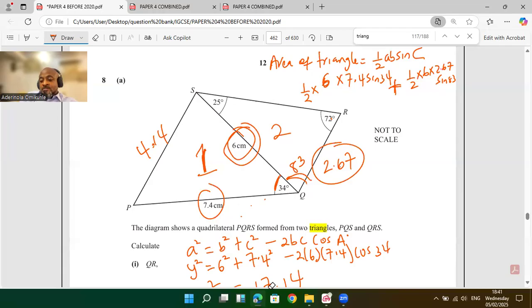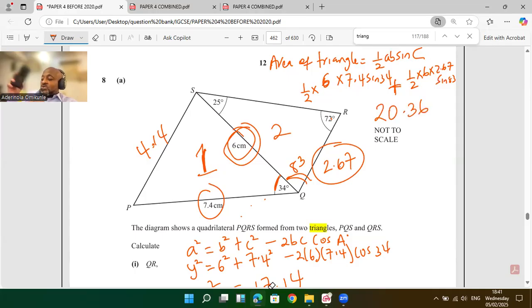And then that will be added to the next thing, which is 0.5 times 6 times 2.67 times sine 83, and that will give us the total area, which is 20.36.